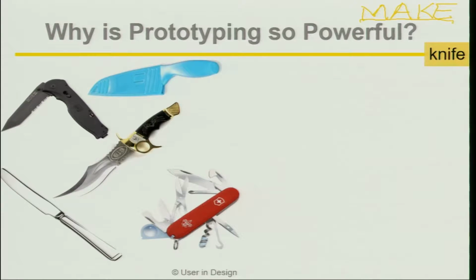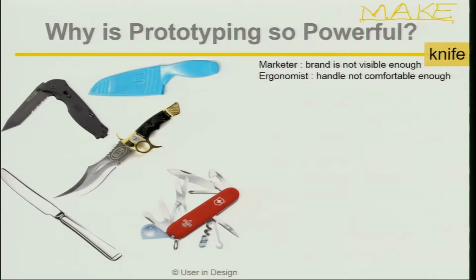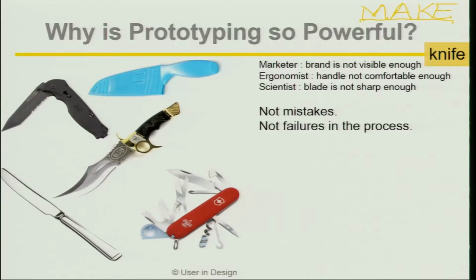So if I quickly make a prototype of a knife, a marketer would be able to say, looking at it, hey, the brand is not visible enough. The ergonomist might be able to look at it quickly and say the handle is not comfortable enough. The scientist might say the blade is not sharp enough. These are not mistakes. Make no mistake of it. They are not failures in the process. They are a way to be more successful. More successful, less risk, and have better confidence in what you're designing.